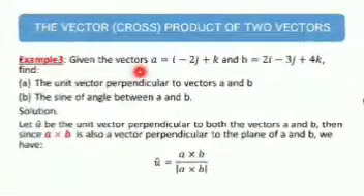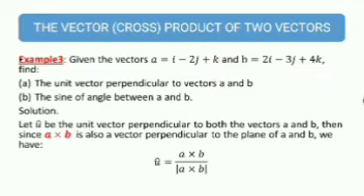Example 3. Given that the vectors a is equal to this, b is equal to this, find the unit vector perpendicular to vectors a and b, and the sine of the angle between a and b. Solution. Let small u be the unit vector perpendicular to both vectors a and b. Since a cross b is also a vector perpendicular to the plane of a and b, the unit vector is equal to a cross b divided by what? Modulus of a cross b.